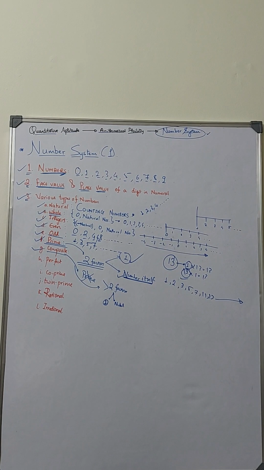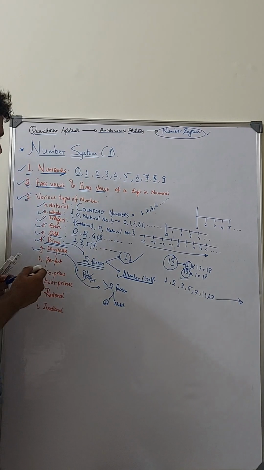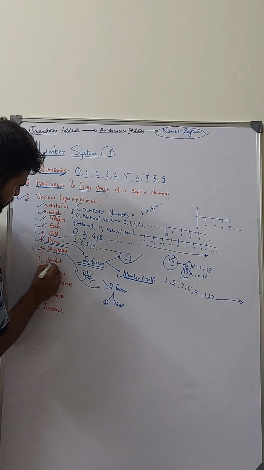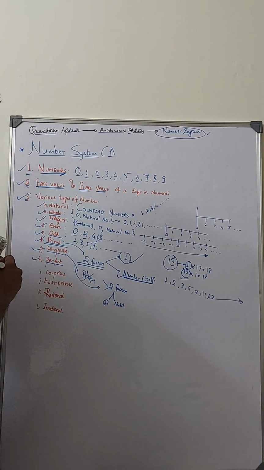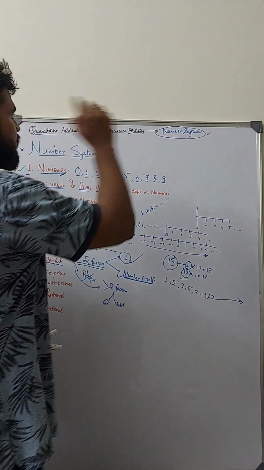Composite is now clear. Now we move towards what are the perfect numbers. For now, perfect number is nothing but with respect to factors only we are studying. So let's move towards perfect numbers. What are perfect numbers? I will just drop this. Or I can write over here.